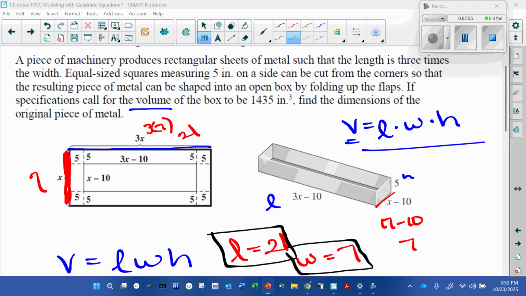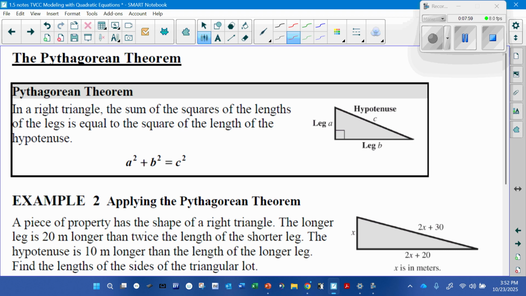All right, so now let's move into our next piece here. Now we're going to look at the Pythagorean theorem. When I was in high school, my teacher used to stand at the door and would quiz us over what the Pythagorean theorem was every day.